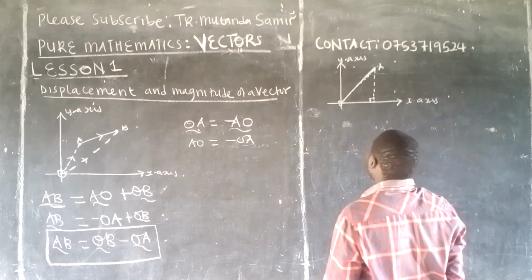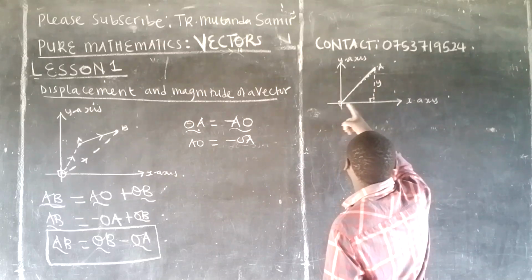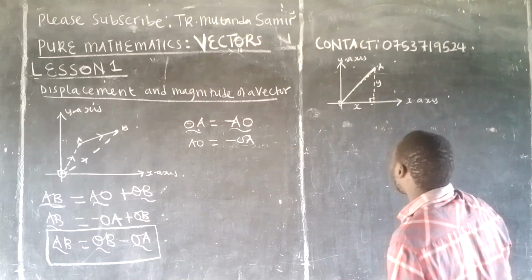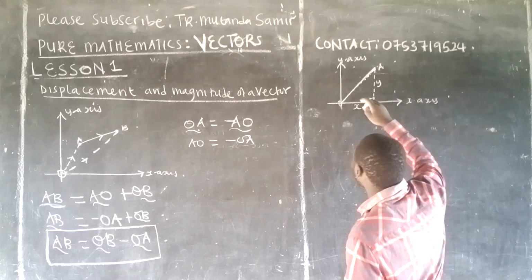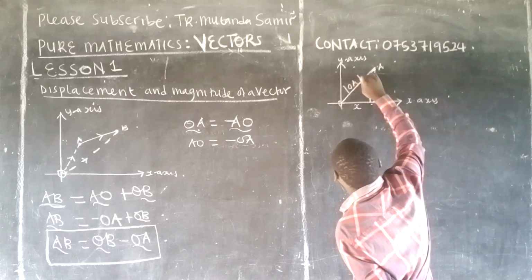All right, good. But remember, from here up to here, since you're moving in y, we shall call it y. Then from here up to here, since you're moving in x, we shall call it x for simplicity. Now, what you want to get is the magnitude of OA, and we write that as magnitude of OA.